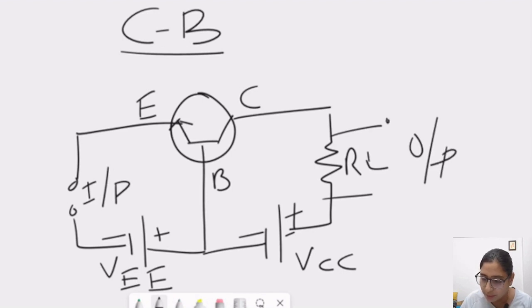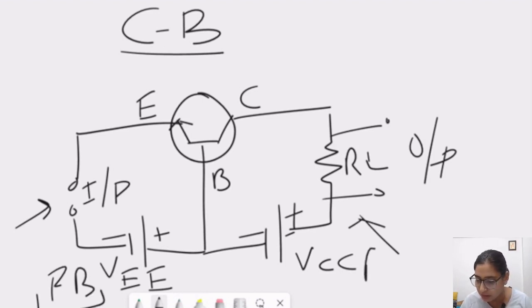Okay, so what is happening? We can see that the base is common with input and the base is common with output also. The emitter base junction is forward bias, and similarly the collector base junction is reverse bias. So this is the basic notation of common base configuration.